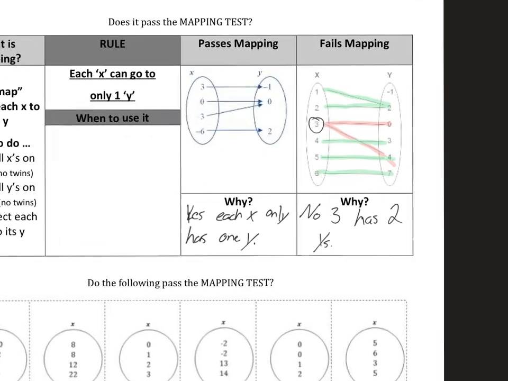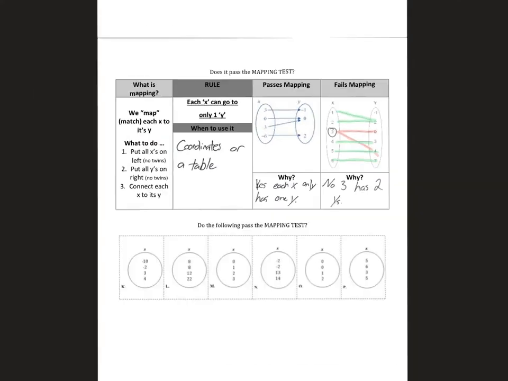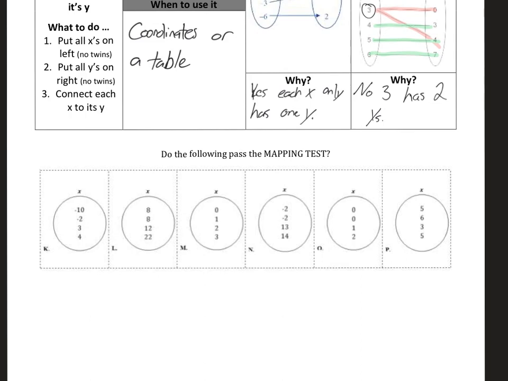So when do you think that this would be useful? Well, it would be useful if you have coordinates. So if you were given coordinates, you'd be able to tell. Or if you had a table. So if I saw that I had a table of values, or if I saw that I had coordinates, then I would know right away that if I have 2 of the same x, then it does not work. So right below, I want you to tell me, does each of these pass the mapping test? Make sure you pay attention to that x there. You're telling me, are there any repeating numbers?